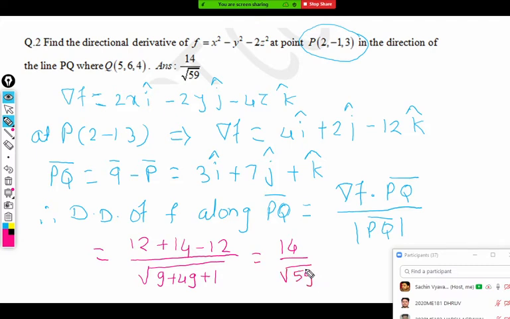Okay, so questions are really simple. Only you should know how to proceed step by step. First we should calculate a general directional derivative, then the particular, then the component. So complete it. Once you complete, tell me. We'll move to the next question then.